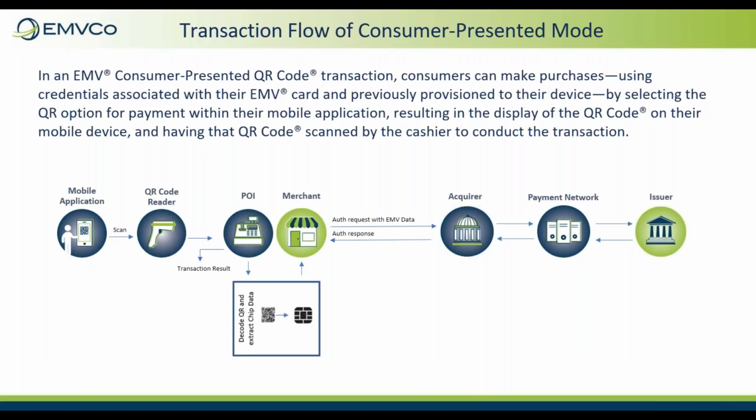So in an EMV consumer presented mode, the consumer's making a purchase. You come up, you identify the merchandise you want, and then you activate an application. So you're going to use credentials associated with your EMV card that have been previously provisioned onto the device. And you select the QR option for payment within the mobile application, and then your phone's going to display a QR code. And then you're going to have that QR code scanned by the cashier, and then the scanning of that QR code is effectively the same as the reading of a card. And so now the merchant has the EMV chip data extract, and that information is then going to be sent through normal authorization and eventually clearing, as it would be for an EMV chip card.